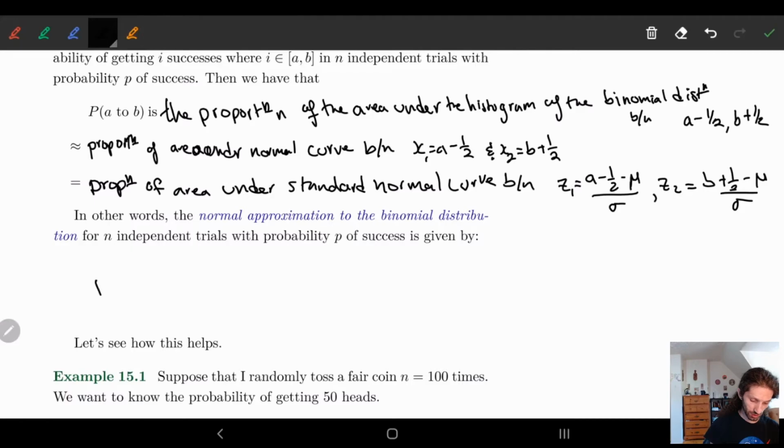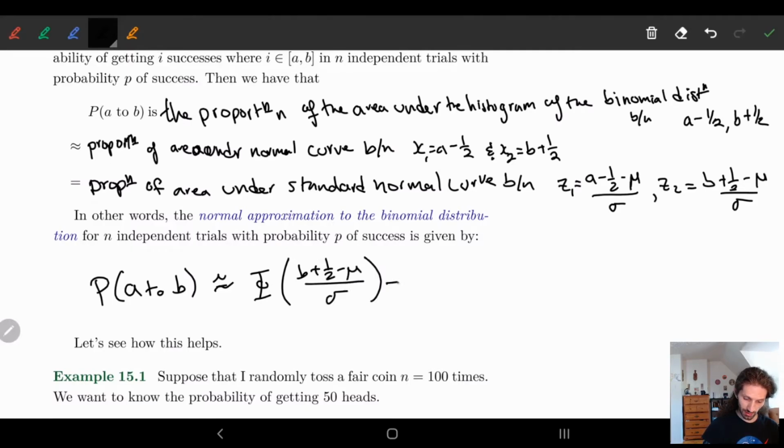phi. So in other words, if I take the probability from a to b, this is approximately equal to phi of (b + 1/2 - mu) over sigma, minus phi of (a - 1/2 - mu) over sigma. So let's see how this helps us by an example.